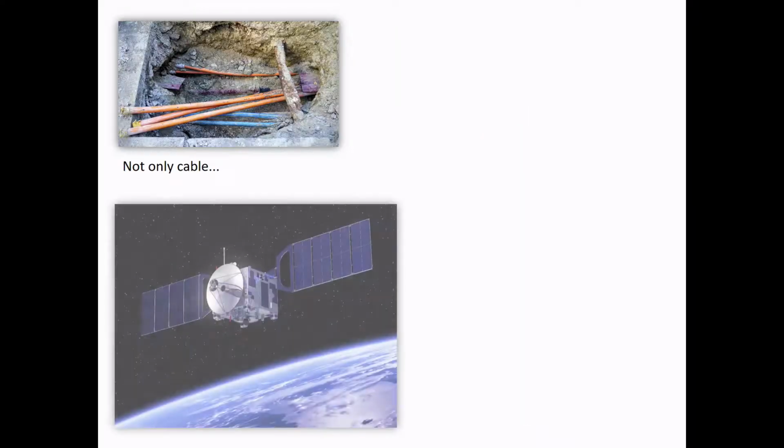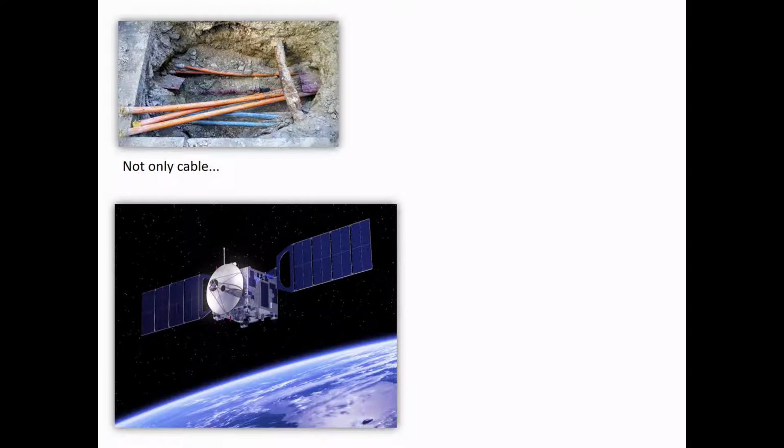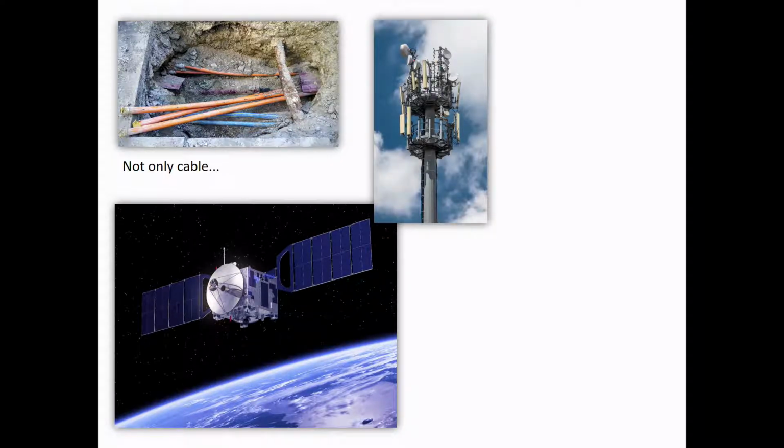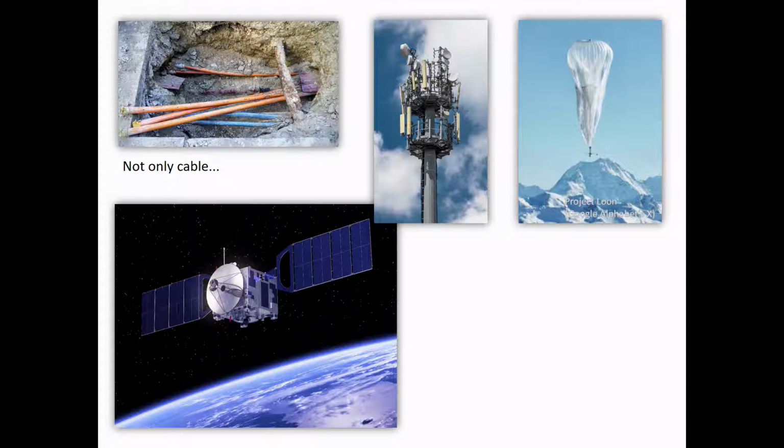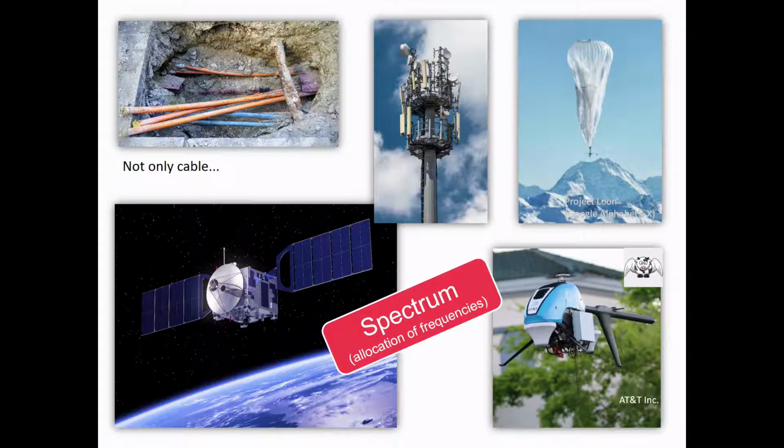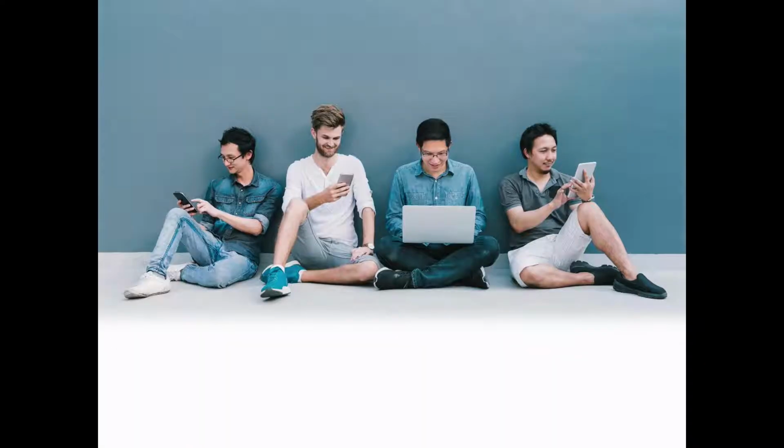But of course, there's not only cable, we also have satellite to connect to the Internet, 4G, soon 5G. We have balloons, sometimes even experiments with drones. Those are available, but the drones, balloons and satellites are still not used very much for Internet access because they're still quite expensive, but in emergency situations, they have been used quite a bit.